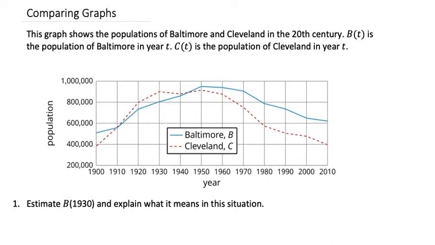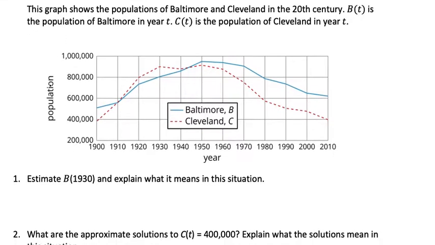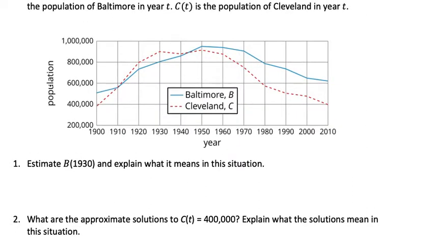In this video, we're going to talk about comparing graphs. This graph shows the populations of Baltimore and Cleveland in the 20th century. B of T is the population of Baltimore in year T. C of T is the population of Cleveland in year T. So the first question says to estimate B of 1930 and explain what it means in this situation.